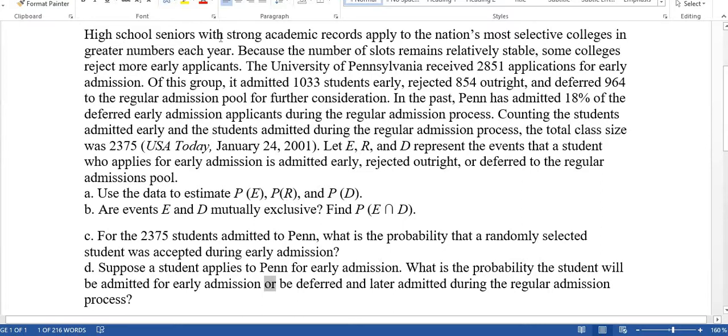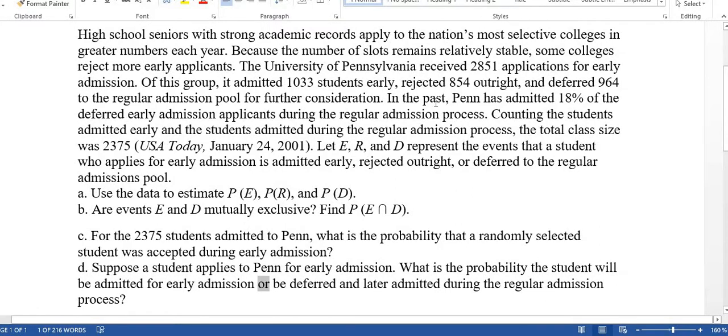High school seniors with a strong academic record apply to the nation's most selective colleges in greater numbers each year. Because the number of slots remains relatively stable, some colleges reject more early applicants. The University of Pennsylvania received 2,851 applications for early admission. Of this group, it admitted 1,033 students. So keep in mind that the early admitted students are 1033, rejected students are 854, and deferred students are 964. These are the students deferred to the regular admission.